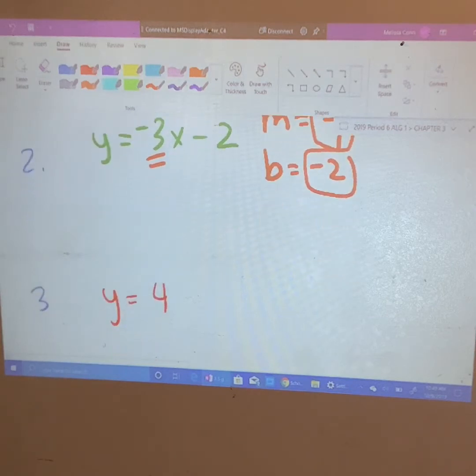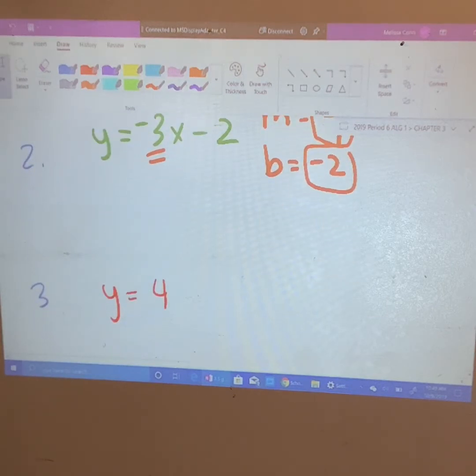Question 3, y equals 4. Now we've done these before. This is technically a standard form equation, but this to me says the line I'm looking at is going to cross the y-axis at number 4. So if I do a little visual sketch of this, here's the y-axis going up and down, so 1, 2, 3, it crosses just like that.